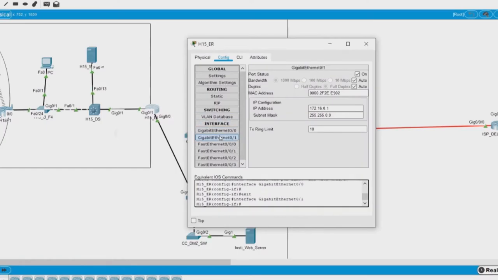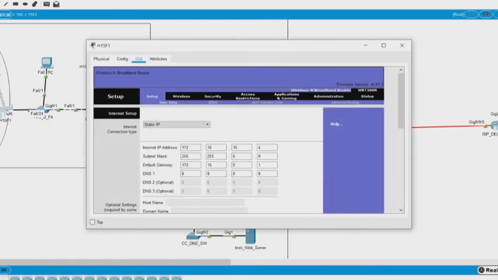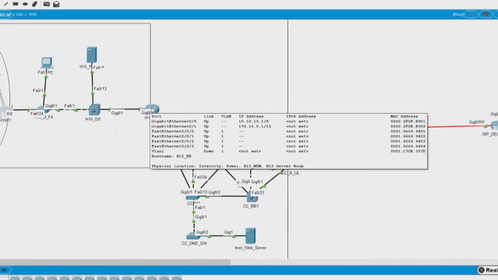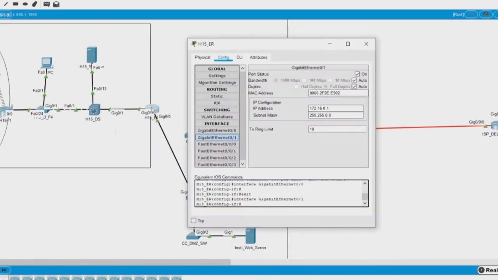Now let's look at some other interface, which is gigabit ethernet 0/1, which is this one. Now this has 172.16.0.1. Now when we were looking at the configuration page of our Wi-Fi router in the hostel, we saw that the gateway was 172.16.0.1. So for this Wi-Fi router, the router that connects it to the other network is this, or its gateway.